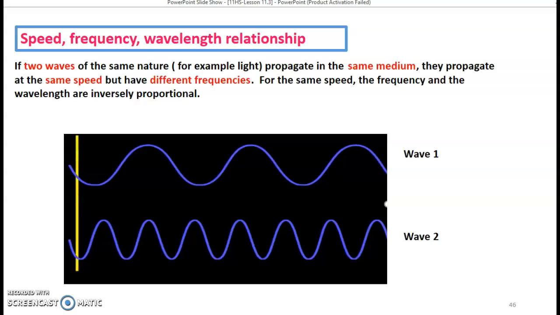So as the frequency of one of them increases, its lambda decreases, as you can see in the figure. So here wave 2 has more frequency than wave 1 because more cycles are being performed within a certain interval of time. But as you can see, the crests are coming closer to each other, this means that the wavelength is decreasing. So F increases, lambda decreases.